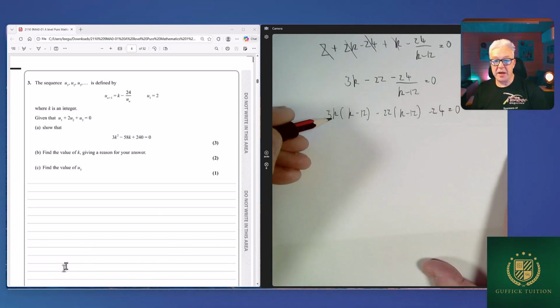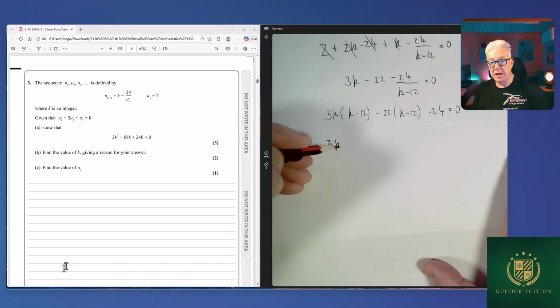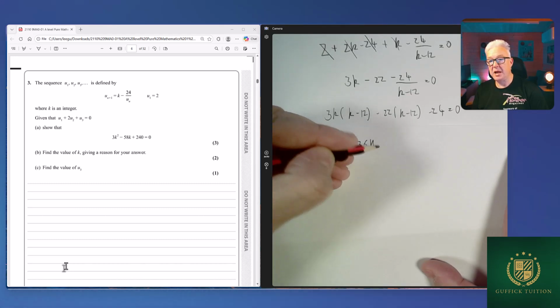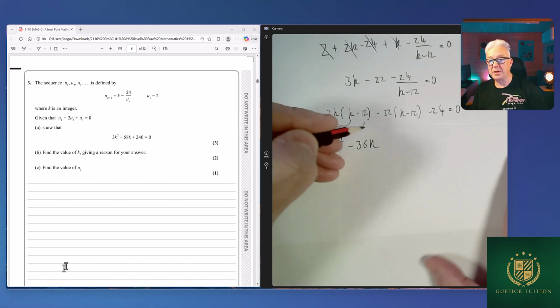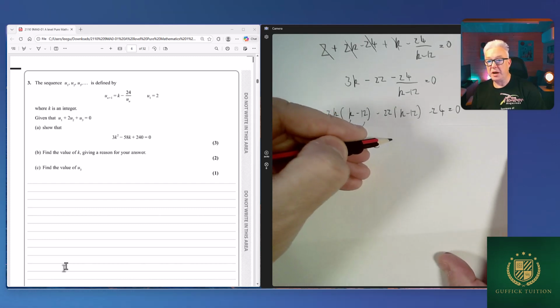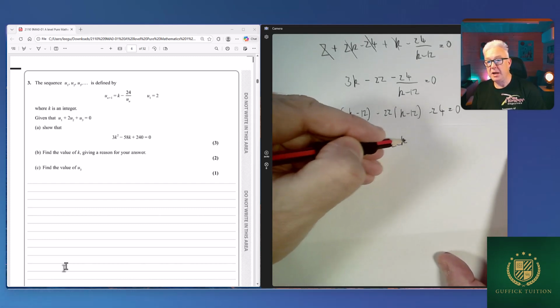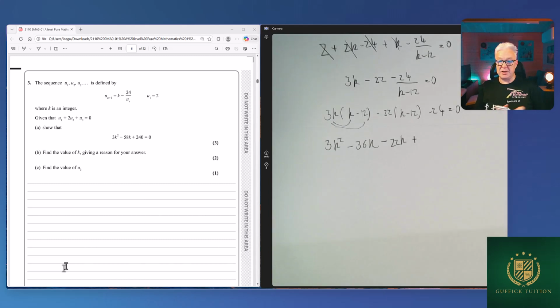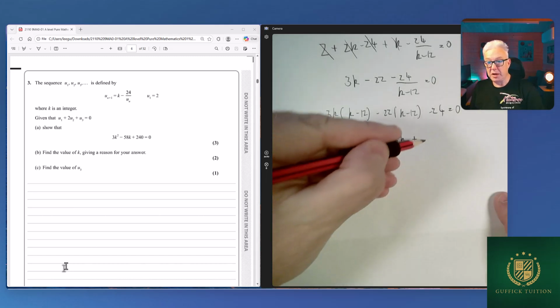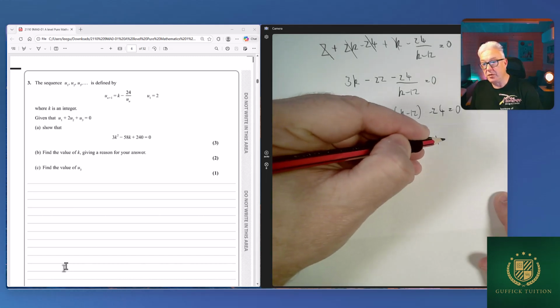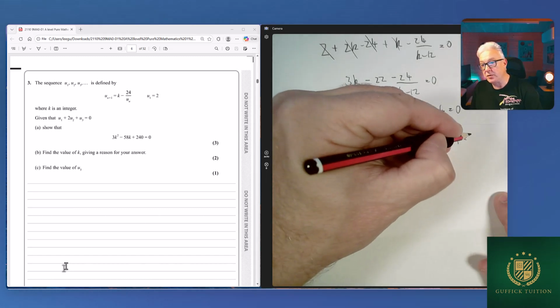So we're going to have 3k times by k is going to be 3k squared. And then we're going to have minus 36k. When we do that one times that one, that one times that one. Then we're going to have minus 22k. And then we're going to have plus 22 times by 12. So 22 times by 12 is 264. So plus 264 minus 24 equals 0.